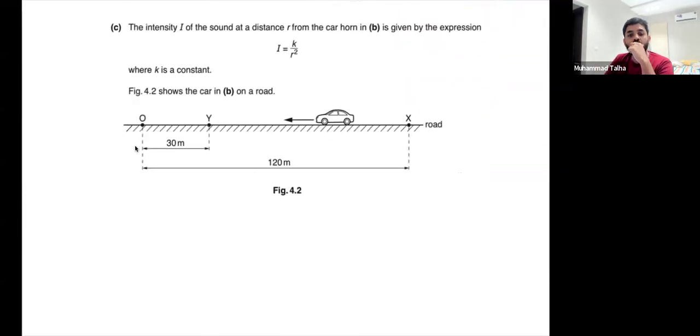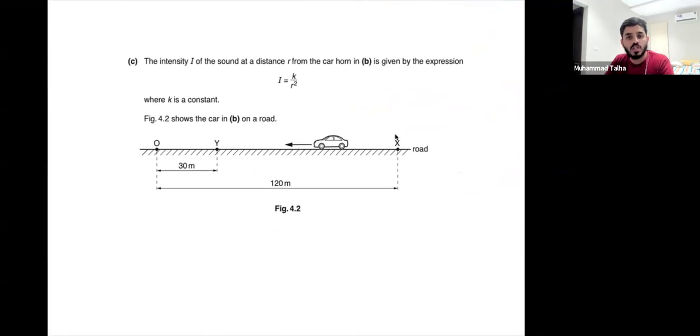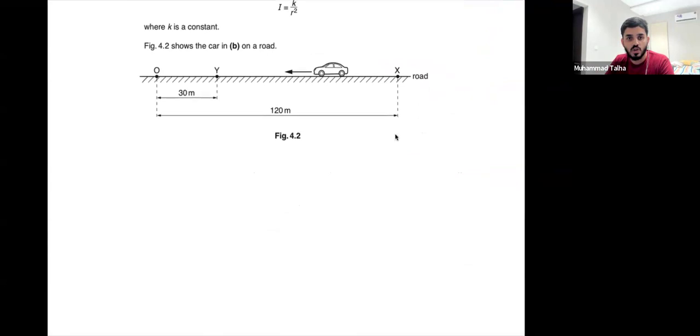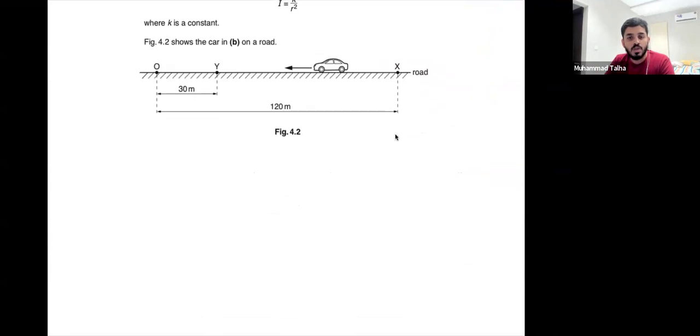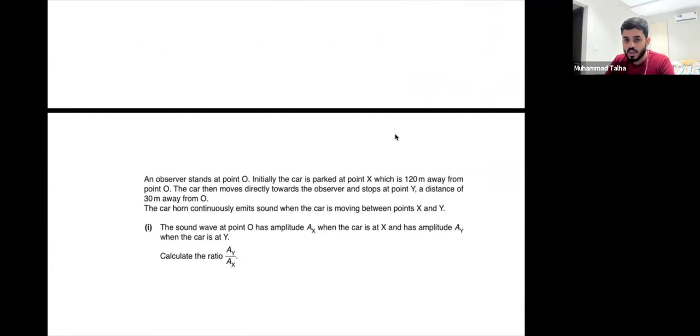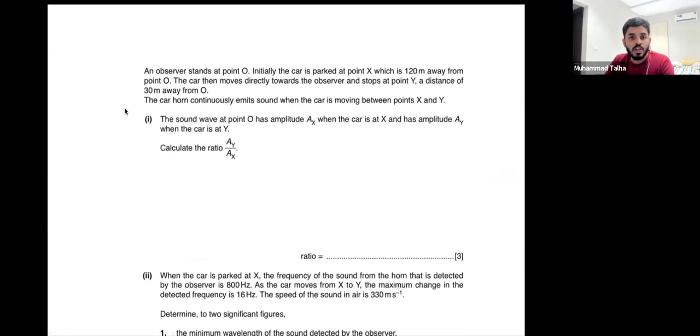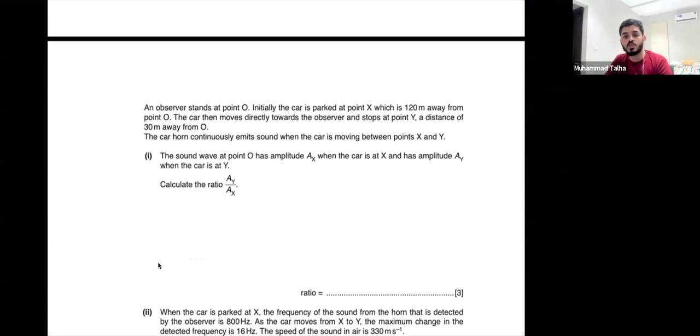All right. Next one: intensity of sound at a distance from the car horn is given by this expression, I equals K over R squared, where K is a constant. The figure shows the car on a road. An observer starts at point O. Initially, the car is parked at point X, which is 120 meters away from point O. The car then moves directly towards the observer and stops at point Y, a distance of 30 meters from O. The car continuously emits sound when moving between X and Y. Sound wave at X has this amplitude, and at Y has this amplitude. Calculate the ratio AY over AX.